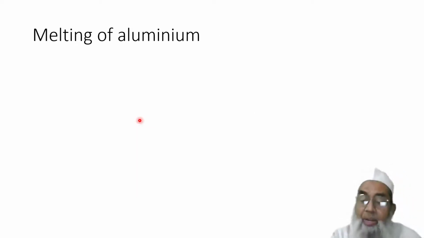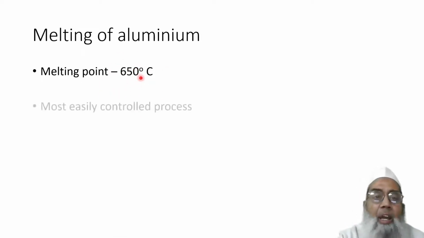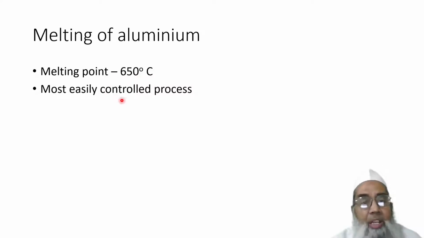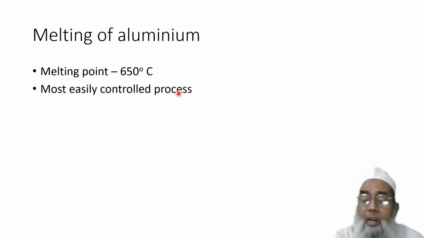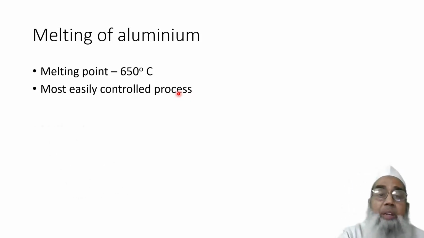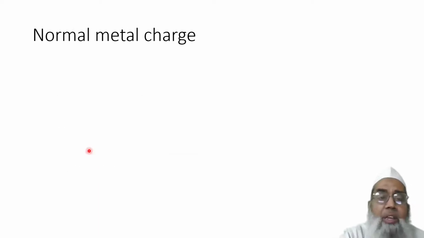Now, melting of aluminium: it has a melting point of about 650 degrees centigrade, and the melt is easily controlled as compared to steel and other heavier metals which have a higher melting point. And therefore we can use melting furnaces like the crucible furnace, reverberatory furnace, and induction furnace, whether low frequency or high frequency.